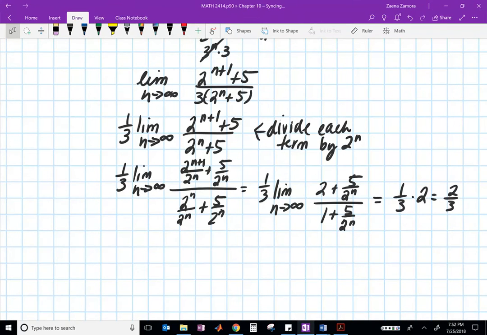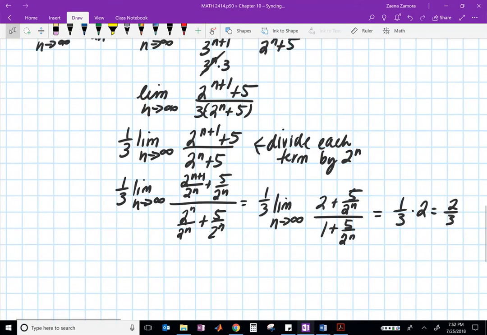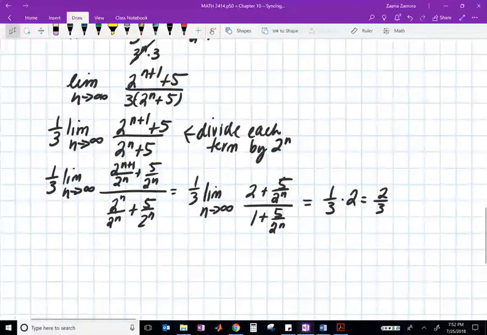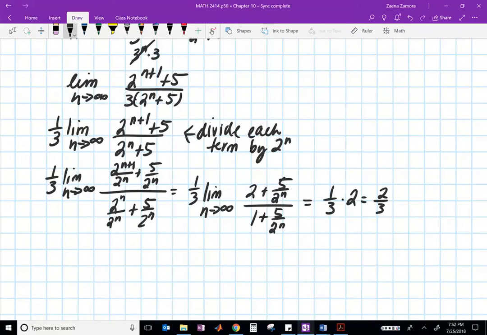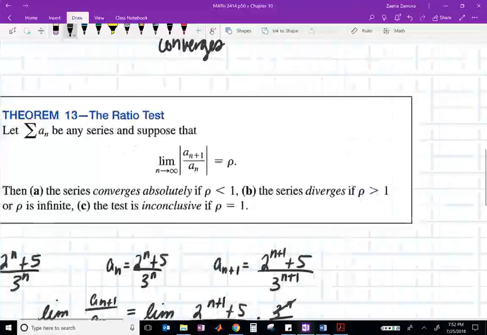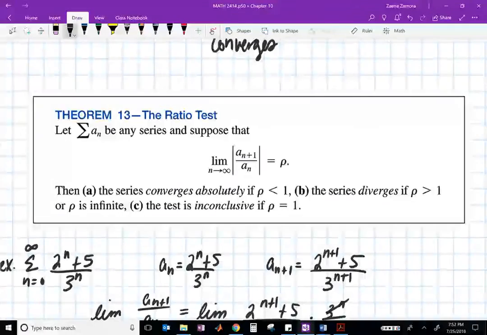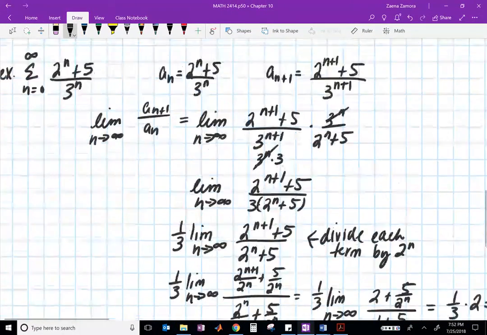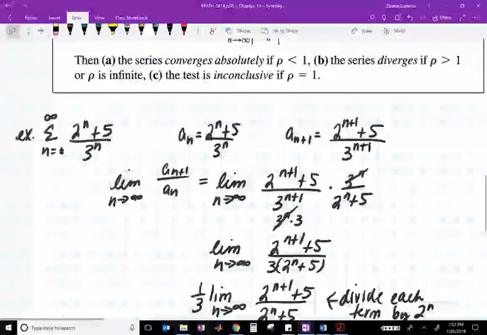All right, so let's go back up to our test to see what it says. So it's 2 over 3. Is this greater than or less than 1? Okay, so this is less than 1. So if it's less than 1, what does it do? Absolutely, it converges absolutely. So that means that this one converges absolutely.